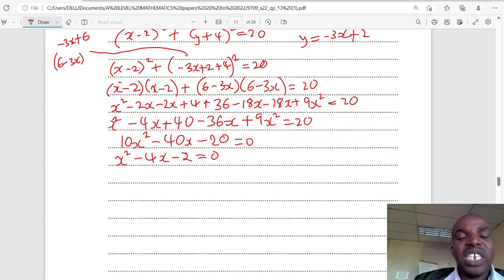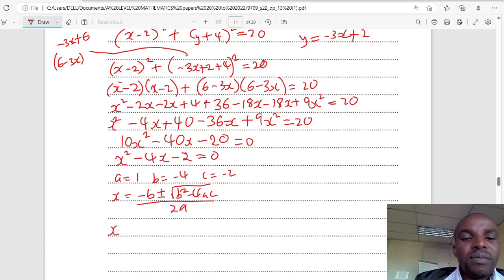You can use the quadratic formula, right? Or completing the square. Whatever you can use works. So a is equal to 1, b is equal to minus 4, c is equal to minus 2, like this. So you can say your x is equal to minus b plus or minus square root of b squared minus 4ac all over 2a.